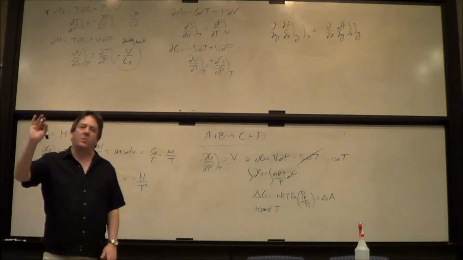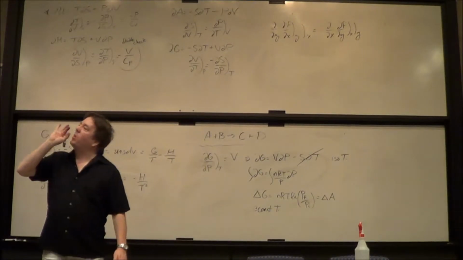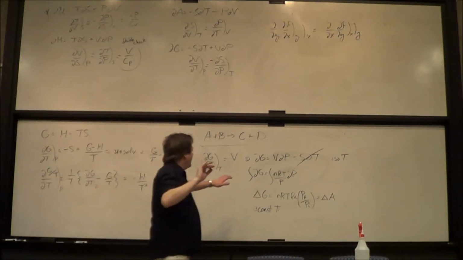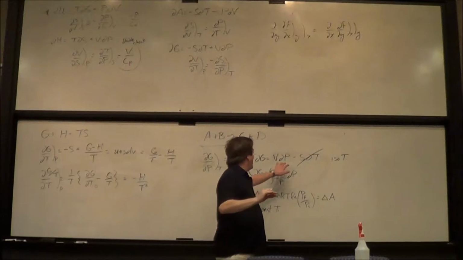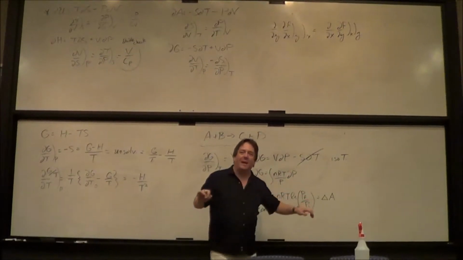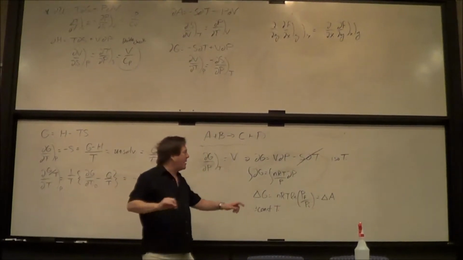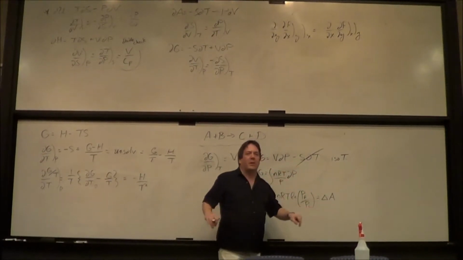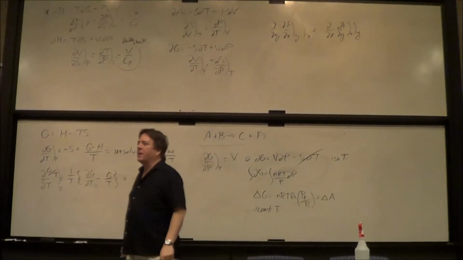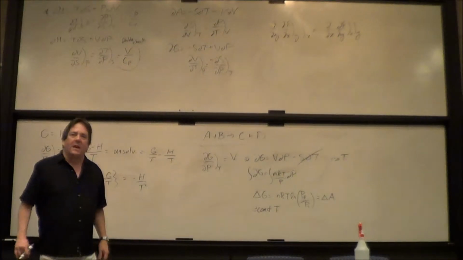I can blow up a balloon and know V and P. I can know that. But when it comes to T, I can know that, but S, I don't know that. That's hard. So when it comes to adiabatic conditions, it's a subtlety.